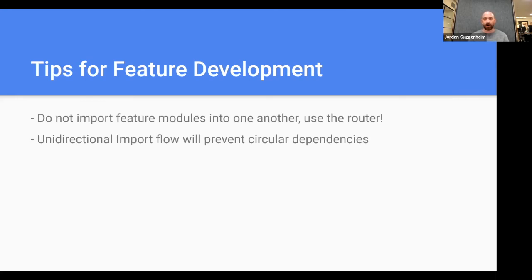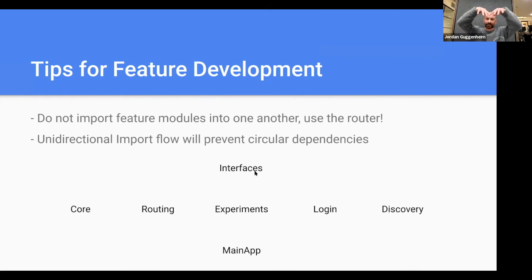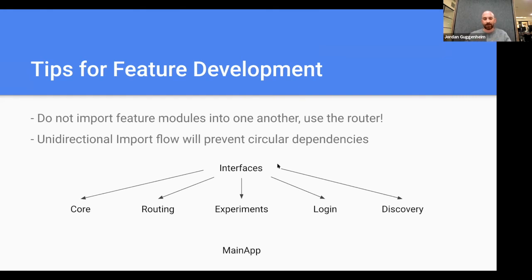One, you want to prevent circular dependencies. An example being feature A imports feature B imports feature A, and you just want to avoid something like that. And in fact, I want you to think of it as a unidirectional data flow. So if interfaces is injected everywhere, think of it as the top of the chain, then it gets injected everywhere, and then all those modules get imported into the main app, and that keeps everything very clean and not circular.